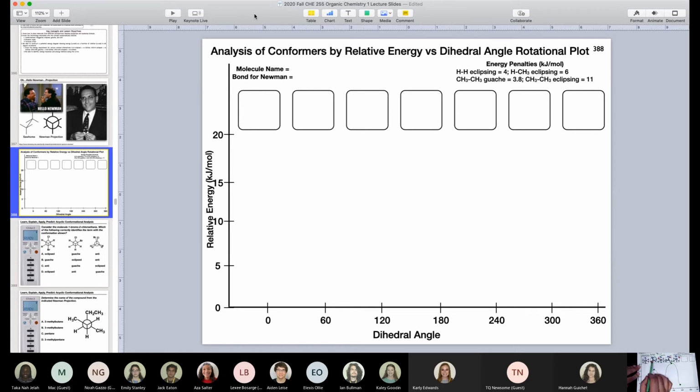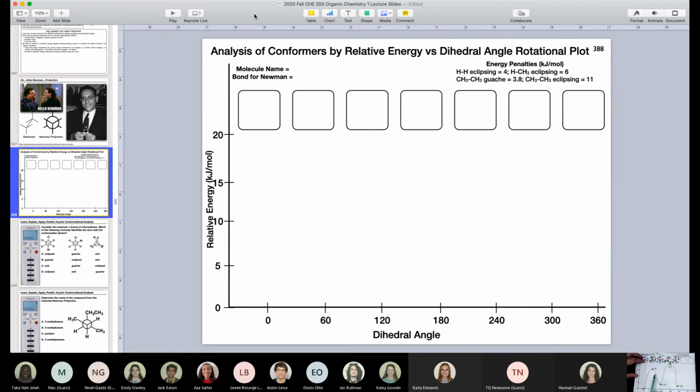As you start rotating and you get these eclipsing interactions, you evaluate them according to their energy penalty. So let me just put these in. Here's 0. What did we say? This one was plus 16. This was plus 3.8. This was plus 19. And then this was plus 3.8. You can continue on graphing this.